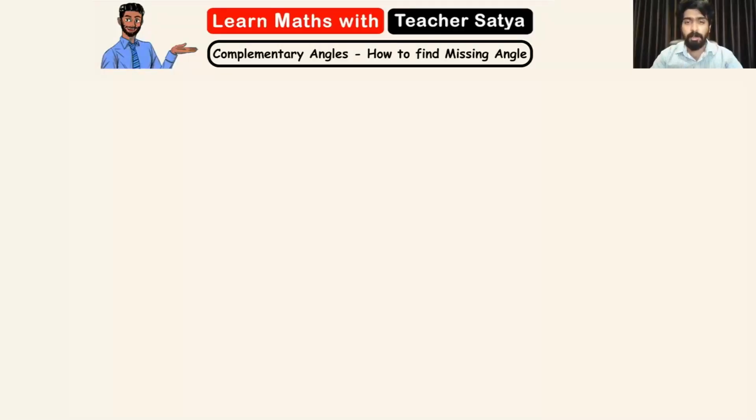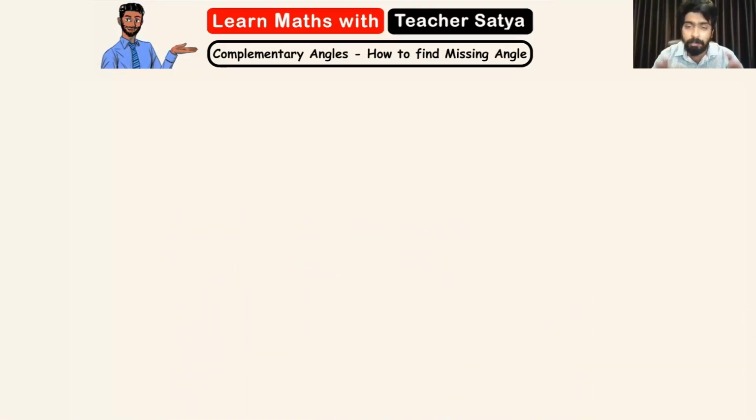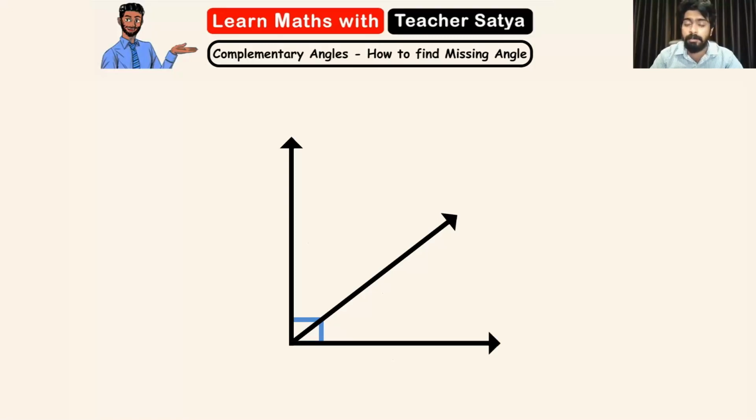Now, first of all, let's understand what we mean by complementary angles. Complementary angles mean when two or more angles add up to a right angle. Again, a right angle means 90 degrees. So it means when two or more angles add up to 90 degrees. Now let's take this knowledge and solve a few questions.